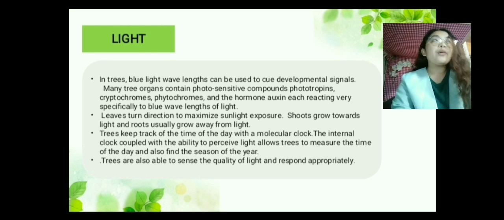For example, in low light conditions, trees produce more photosynthetic pigments, whereas when the light is very bright or if the levels of harmful ultraviolet light increase, trees produce more protective pigments that act as sunscreens.